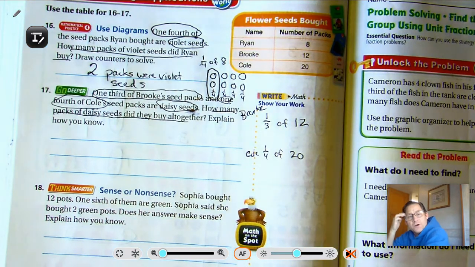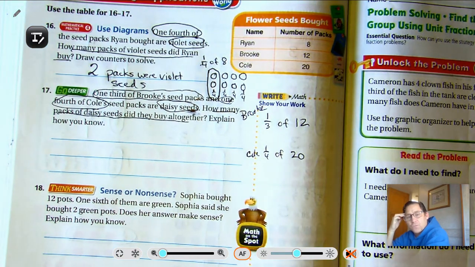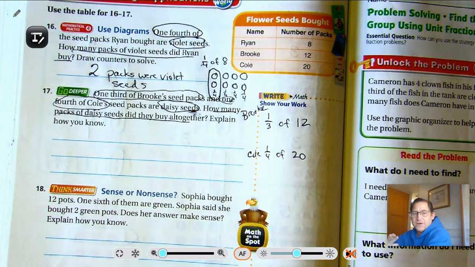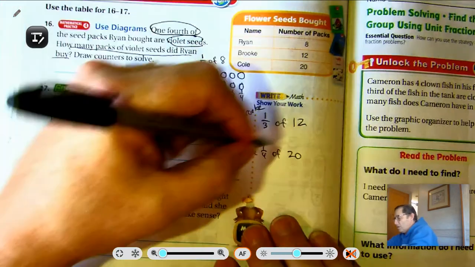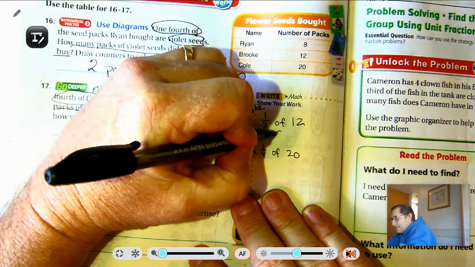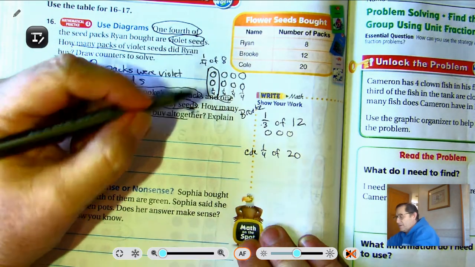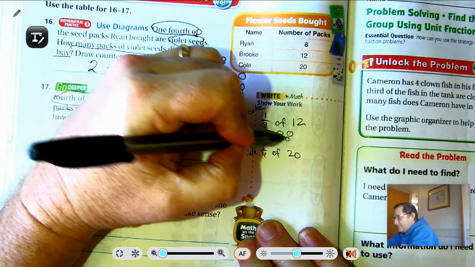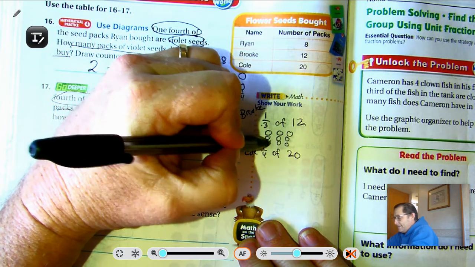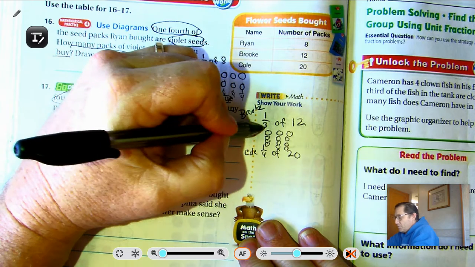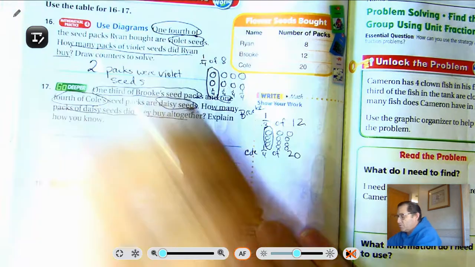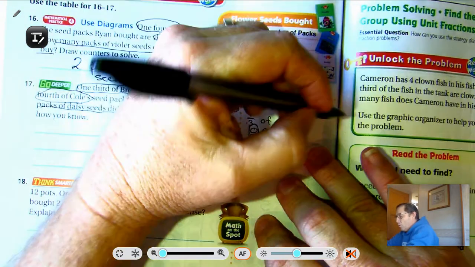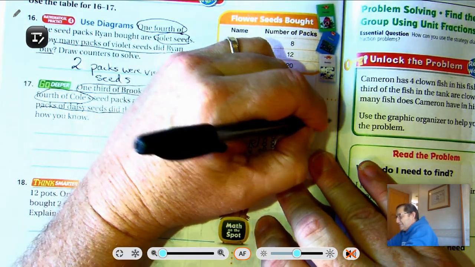So 1/3 of 12. After I find out how many Brooke has and Cole has, I'm just going to add them together. Okay, so 1/3 of 12. The 3 tells me I'm going to have 3 equal groups. So I'm going to keep adding to these equal groups until I get to 12. So 3, 6, 9, 12. Each group is 1/3. So I'm going to circle 1/3 of the groups. So Brooke has 4 packs of daisy seeds.